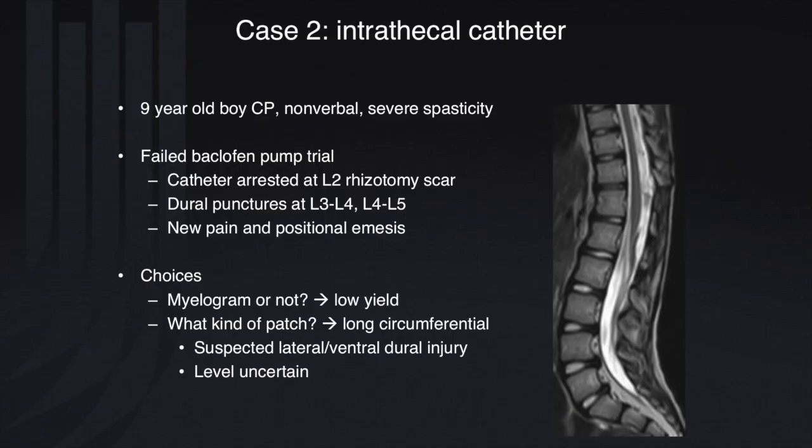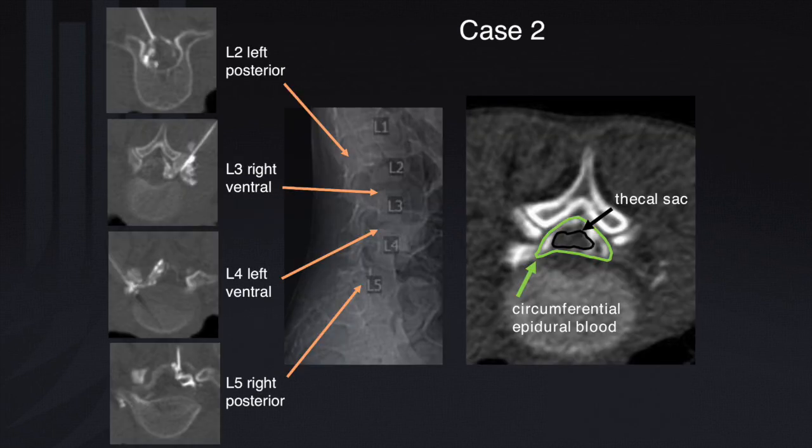So, should we do a myelogram and look for it? What kind of patch should we do? Should we do multiple different levels? We have all these different potential sites of leak here. What do we do in this situation? The level is uncertain. And so what we elected to do in this case was to basically do that 360-degree circumferential patch at multiple levels.